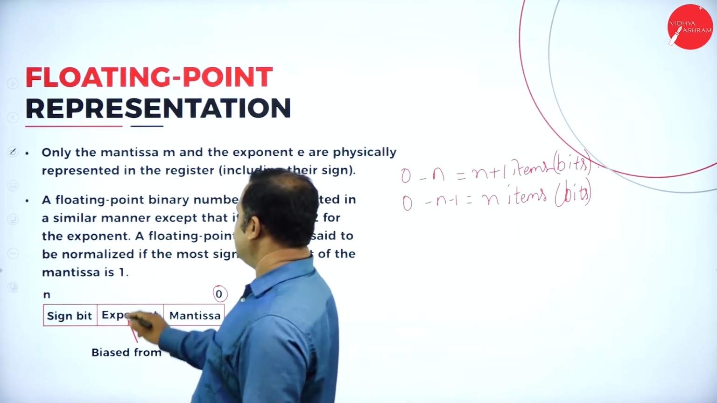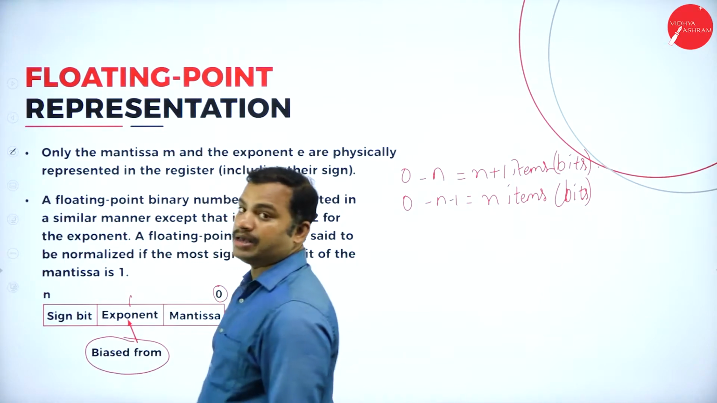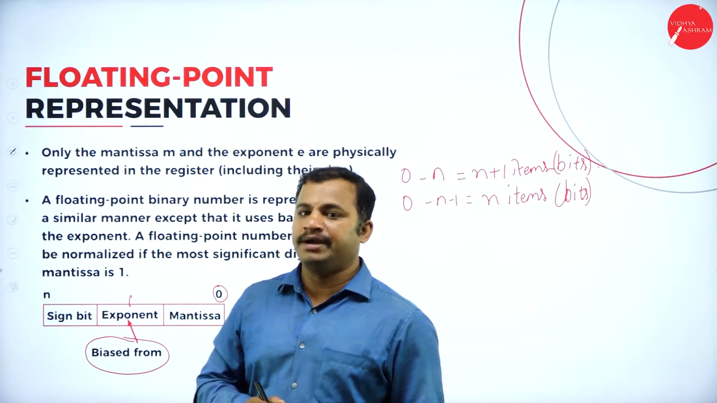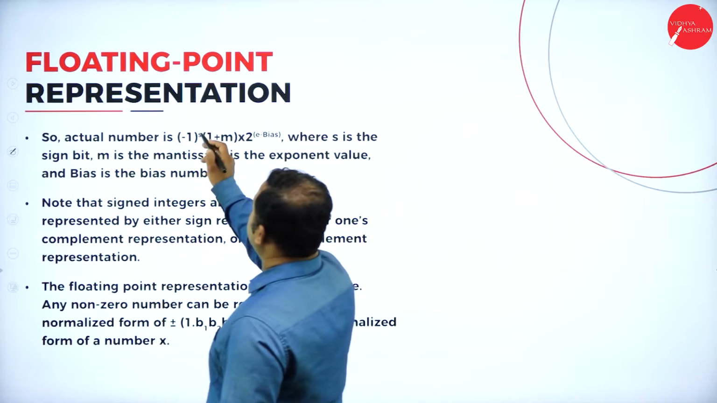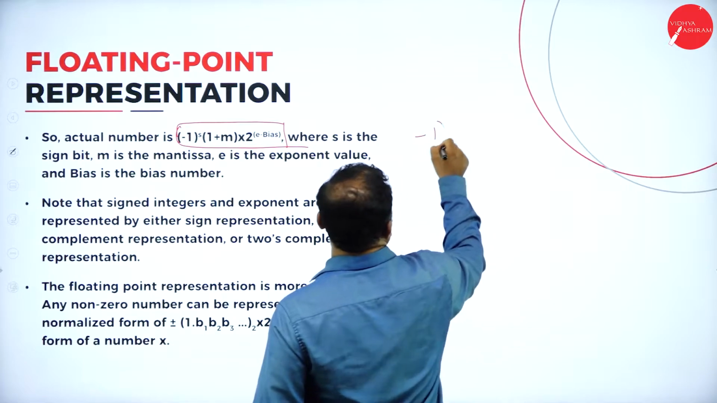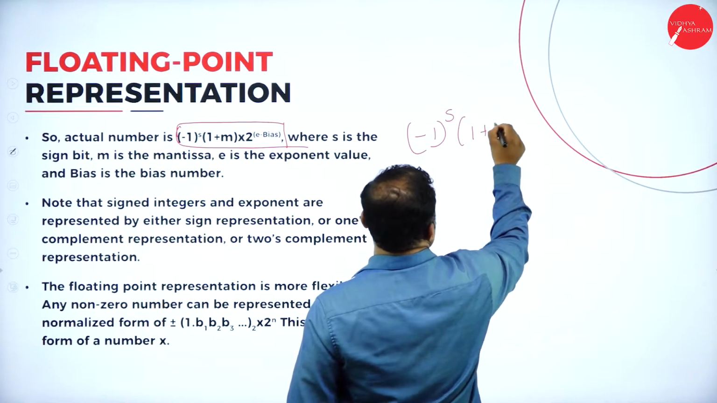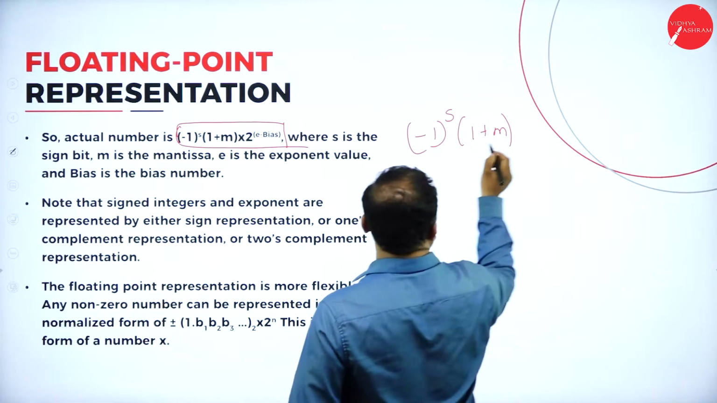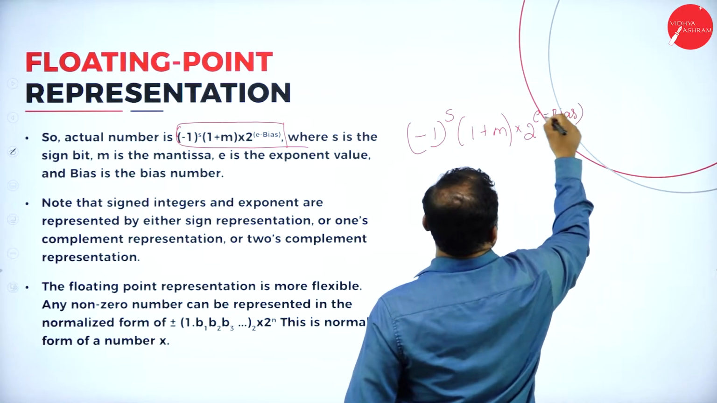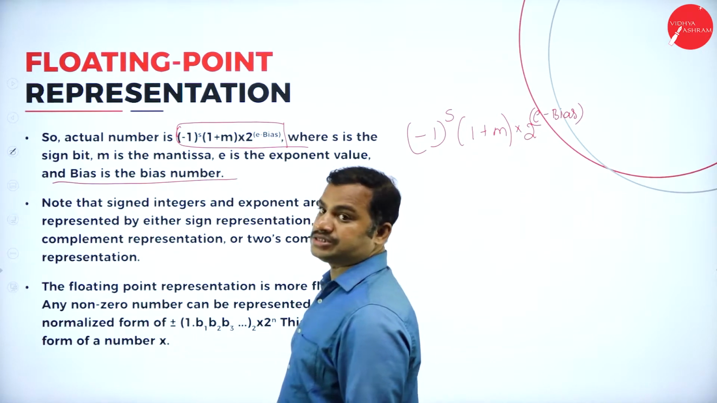So the exponent is in the biased form. This is called biased. That means the bias is not shown in the exponent bits. Then the actual number is represented in this format: minus 1 to the power of s, where s represents the sign, then 1 plus m, into 2 raised to the power of e minus bias. So this is the format in which we represent the numbers.